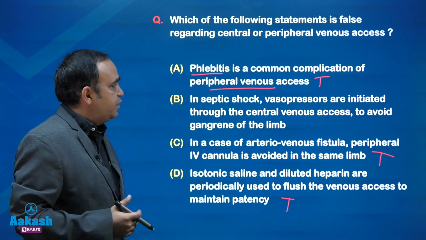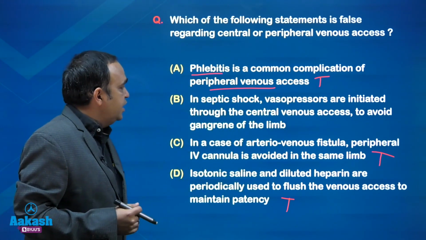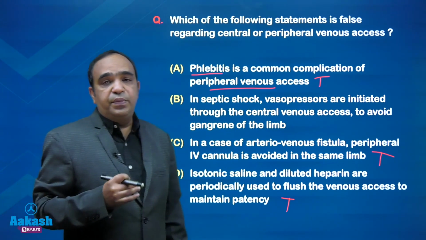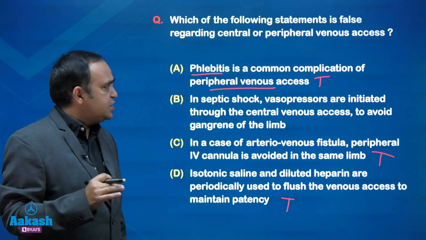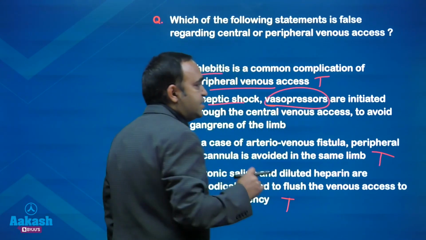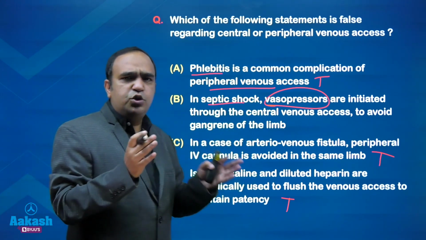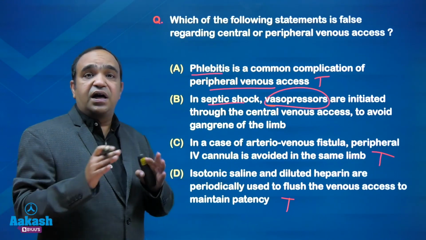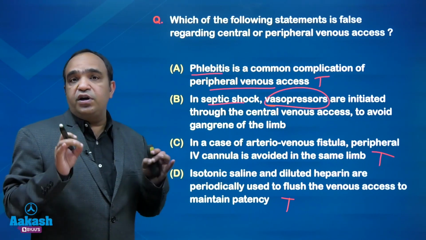So now we are left with one choice. So let us see this. In septic shock, vasopressors are initiated through the central venous access to avoid gangrene of the limb. Now this statement is a bit tricky. It is partially true to some extent, but not entirely. So now in septic shock, vasopressors are given, but initially in most of the patients they are started using a peripheral cannula, but again they should not be given through the peripheral cannula for a long period.